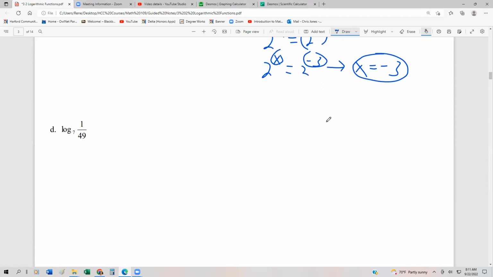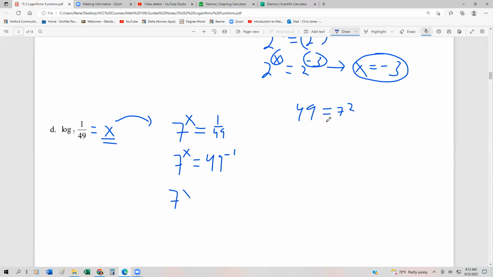We have log base 7 of 1/49. Set that equal to x. 7 is the base, and logarithm is an exponent, so x is the exponent, and then we have 1/49. Just like in the previous problem, we implement a negative exponent. So we have 7 to the x equals 49 to the negative 1. We know that 49 equals 7 squared, so we can write this as 7 to the x equals 7 squared to the minus 1. Then we multiply using our exponent rules, so 7 to the x equals 7 to the minus 2, and clearly x is equal to negative 2.